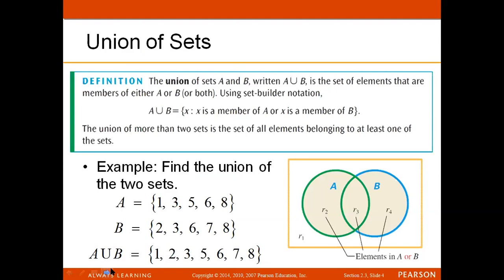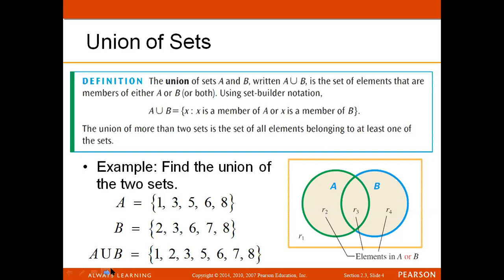Union of sets. Definition. The union of sets A and B, written A union B, is the set of elements that are members of either A or B or both. Using set builder notation, with a symbol that looks like a U standing for union, A union B equals the set of all x such that x is a member of A or x is a member of B.